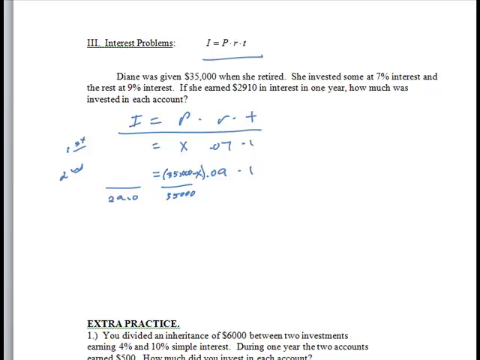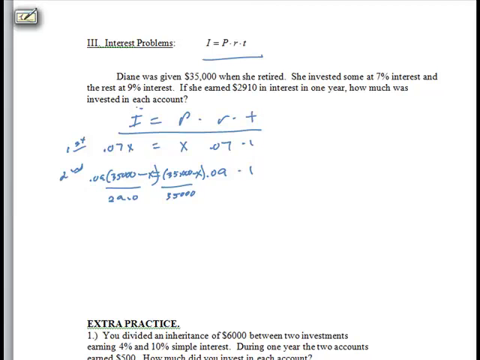Now we go back and substitute in the interest. Well, this is where we use the interest formula. The interest is equal to the principal times the rate times the time. So the first investment, its interest, is equal to x times 0.07 times 1, or 0.07x. The second interest, its principal times its rate times its time, 0.09 times 35,000 minus x.